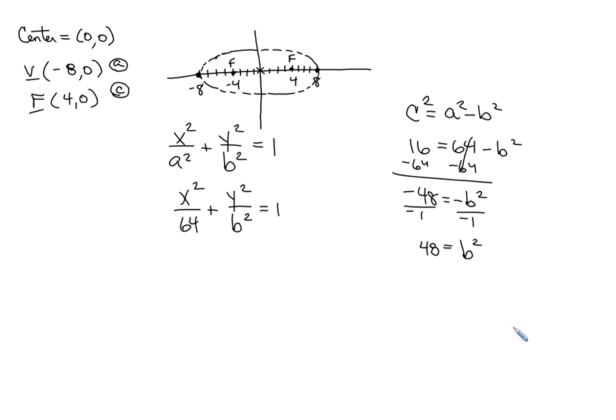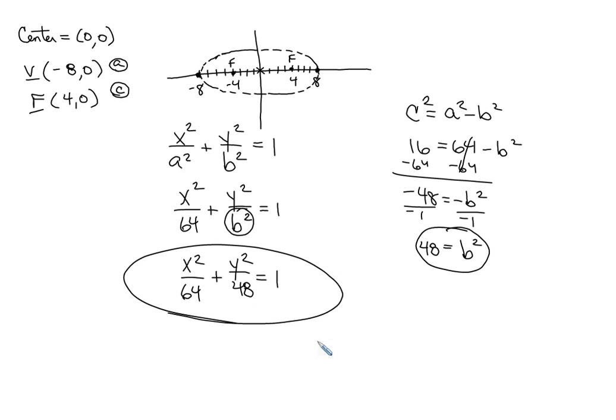Now, do I need to keep going? Do I need to find b? No, we really don't need b because we need to fill what in our equation? We're looking for b squared. So since we're looking for b squared and we found it, we're done. All we have to do is plug it in. X squared over 64 plus y squared over 48 equals 1. So that's how you do it when they give you a and c.